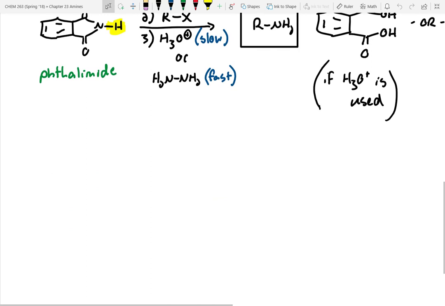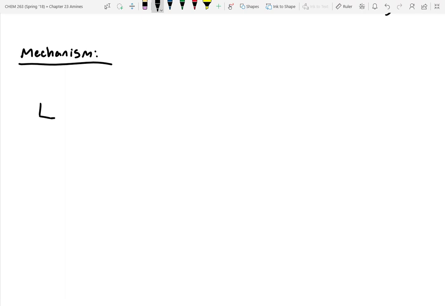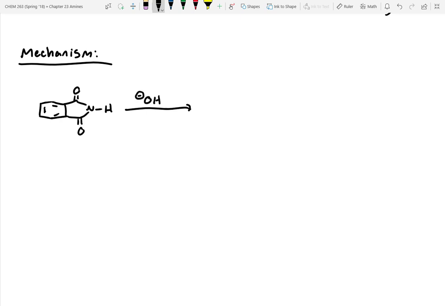All right, so let's look at the mechanism for this. And the mechanism is very straightforward. So we need to start out with phthalimide. And then what we're going to do is first treat this with a base. Typically it's sodium hydroxide or potassium hydroxide. And like I said yesterday, we're going to pluck off this proton. And the reason we're grabbing that proton is it is resonance stabilized across both carbonyls. So now we've got a nitrogen with a negative charge. That nitrogen, even though it's resonance stabilized, is still a very good nucleophile.